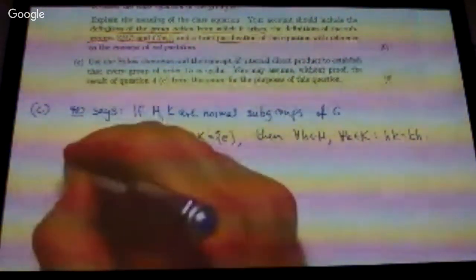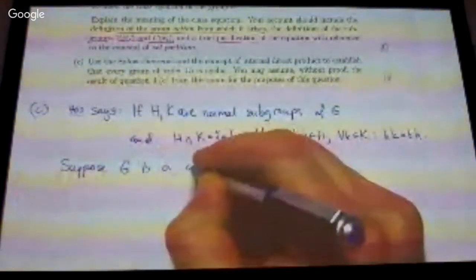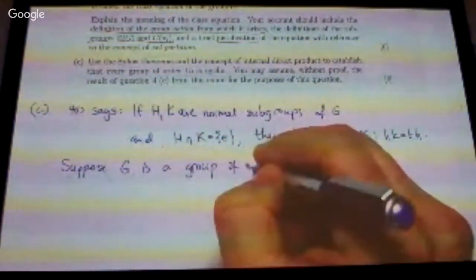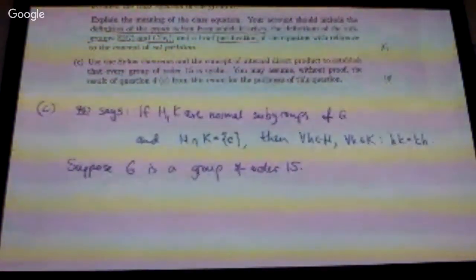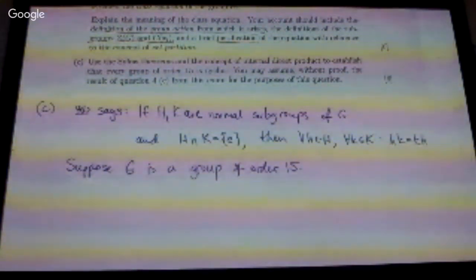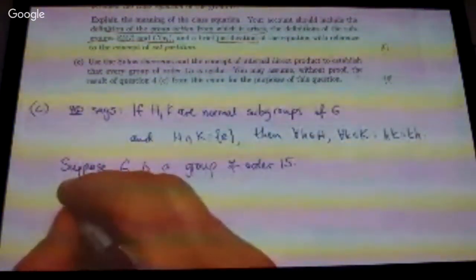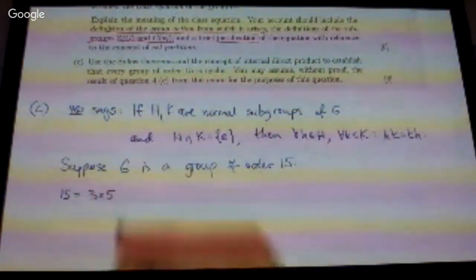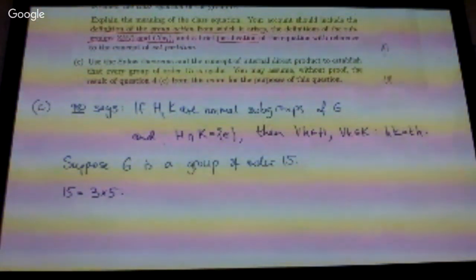So it goes like this. Suppose G is a group of order 15. So 15 is 3 times 5. That should be known to you from the second year number theory course.